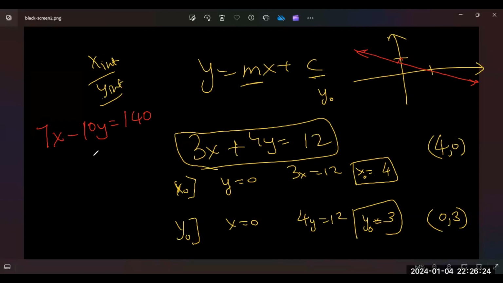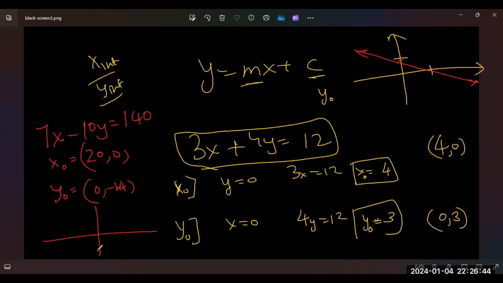Done? So what will it be, sir? What is the x-intercept? x is 20, y equals 0. 20. Correct. What is the y-intercept? 0, minus 14. Minus 14. Yes. So the figure will look something like this. Minus 14 is here, 20 is here. This is the line.